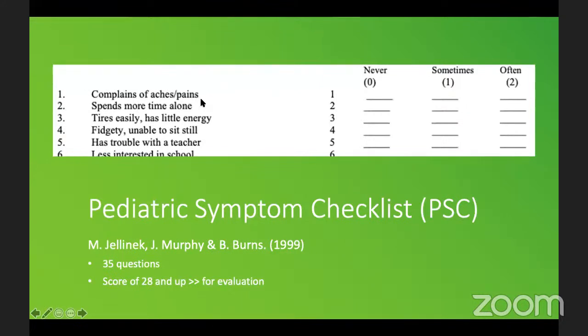So this is how the checklist looks. This was developed by Jelinek et al. in 1999. You have a very concise questionnaire, and it's quite simple. You have complaints of aches and pains, spends more time alone, and then for each of these items, you would have three options: never, sometimes, and often. And as you can see, there are numbers associated with each of these options, which means this would be their score. Now, there are a total of 35 questions, and once this has been filled up, the scores for each of the corresponding items would be totaled, and those that sum 28 or up would be recommended for evaluation.